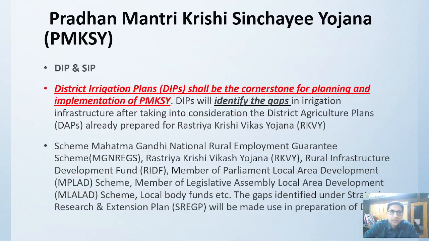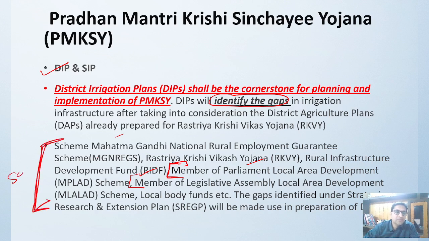District irrigation plans and state irrigation plans will be identifying the gaps. They will be creating the total plan and sharing it with the central team. And the central team, along with various schemes that are already running like MGNREGA, Rashtriya Krishi Vikas Yojana, Rural Infrastructure Development Fund, can utilize the fund of the Member of Parliament and the fund of the MLAs. All these funds, services and schemes will be utilized for the proper functioning of Pradhan Mantri Krishi Sinchai Yojana.